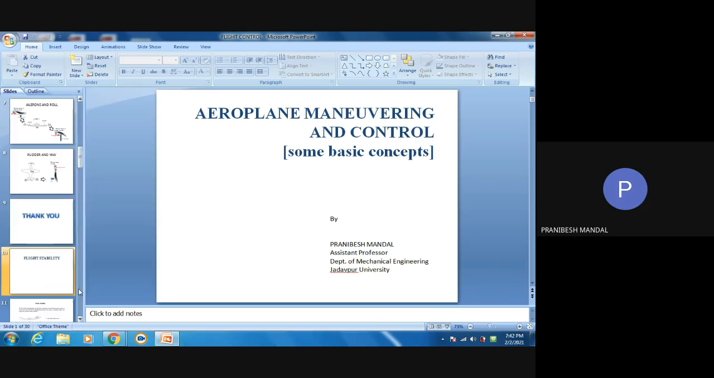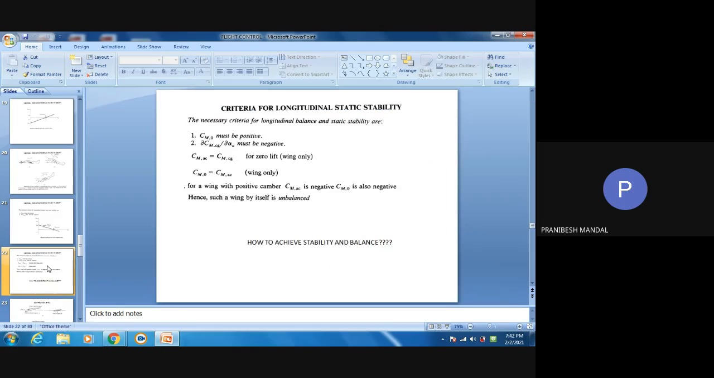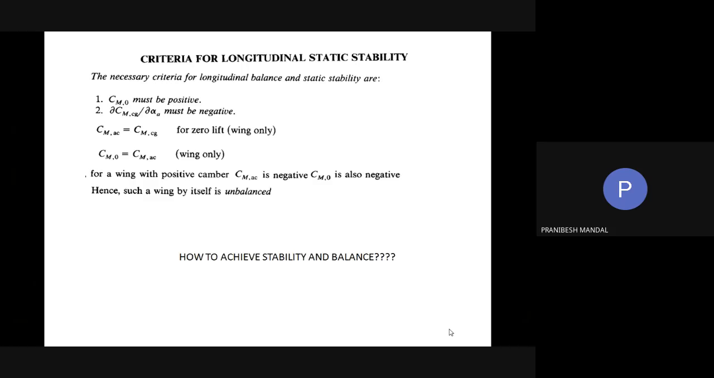So those two necessary and sufficient conditions had been these two. Tm0 must be positive and del CMCG del alpha must be negative. All of you remember or not? Yes, sir. Okay.